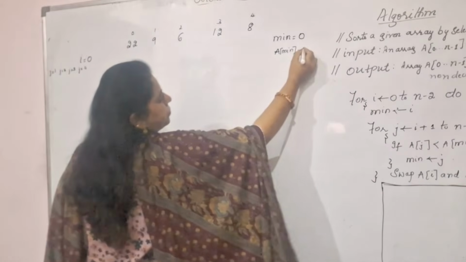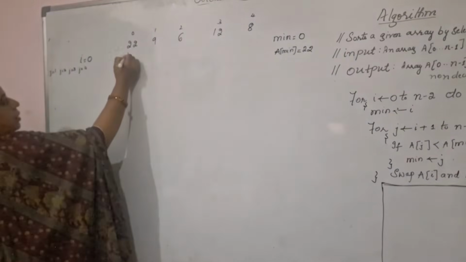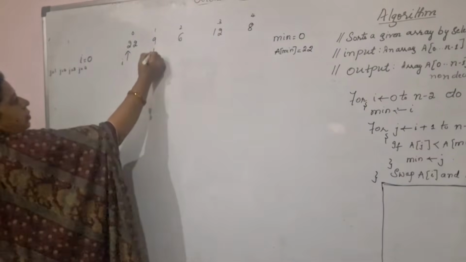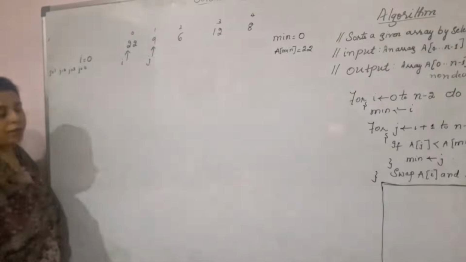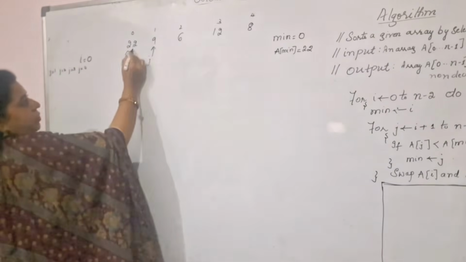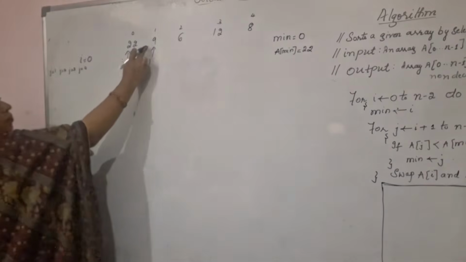Element is 22. So this is your initial assumptions. Now with the initial assumptions, your i pointer is here and your j pointer is here. So how are you going to carry out? First you will compare A of j with A of i. That is, you are comparing here.